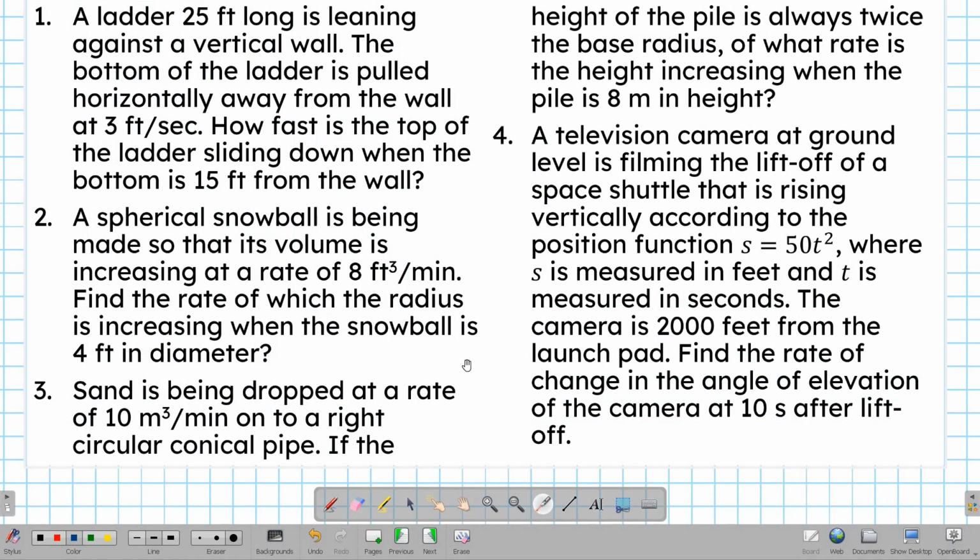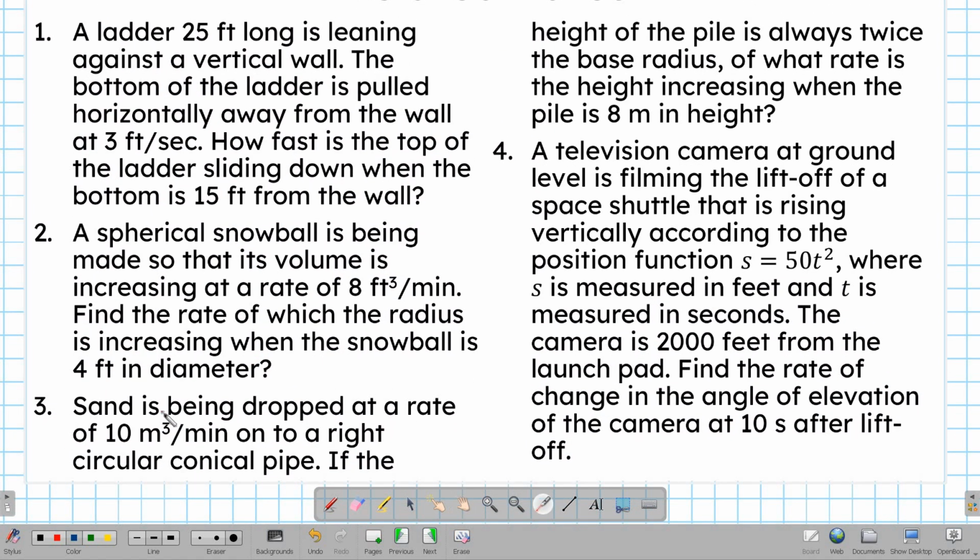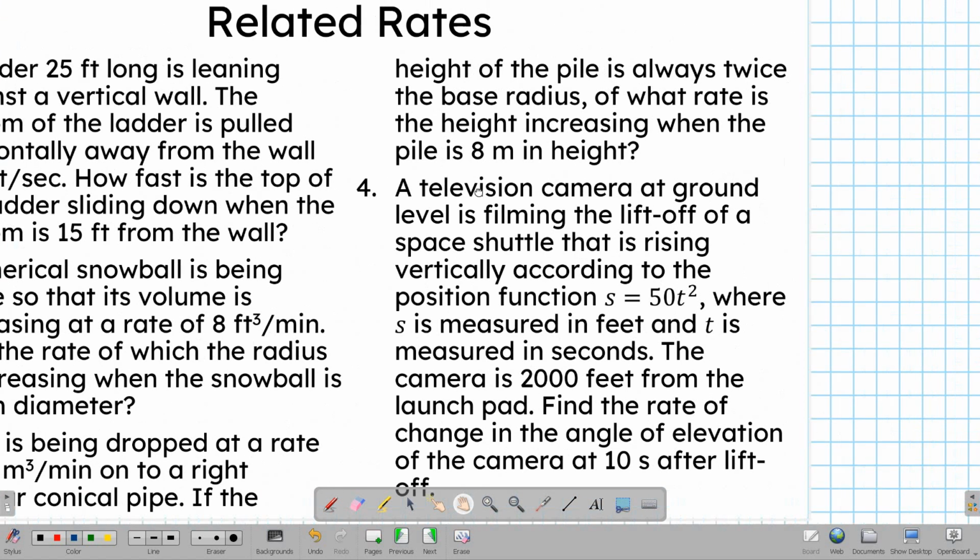Let's now go to number 3. Sand is being dropped at a rate of 10 cubic meters per minute onto a right circular conical pipe. If the height of the pad is always twice the base radius, at what rate is the height increasing if the pad is 8 meters in height? So we better draw that here.